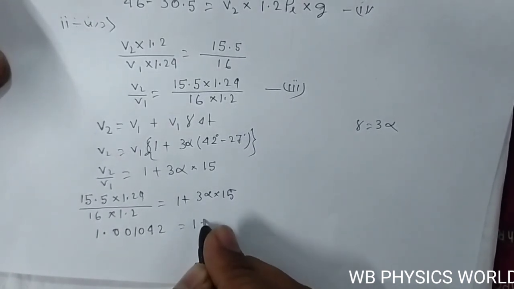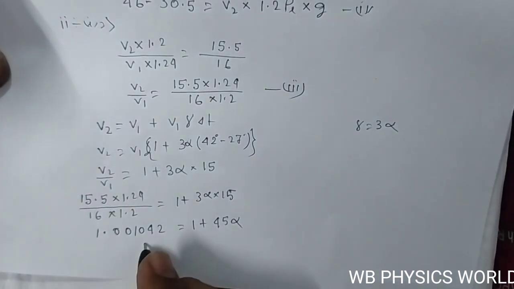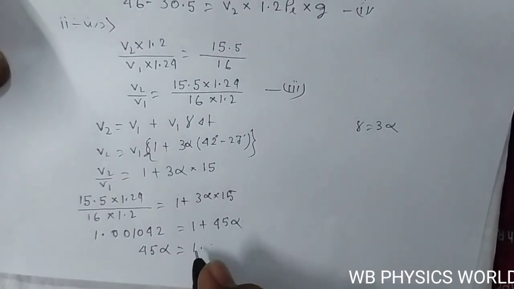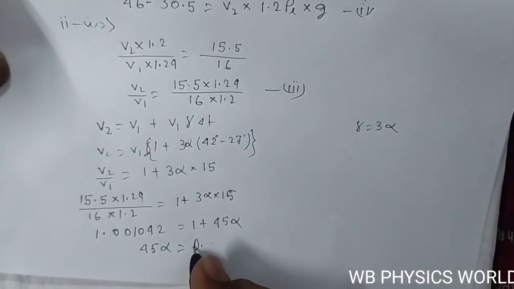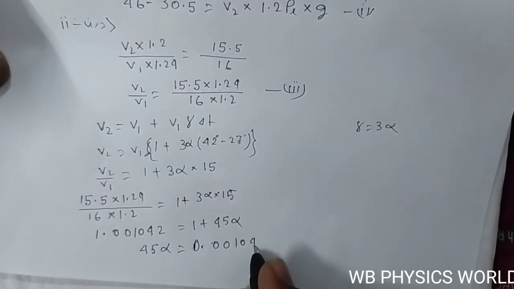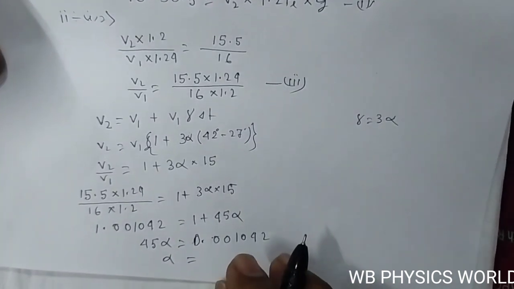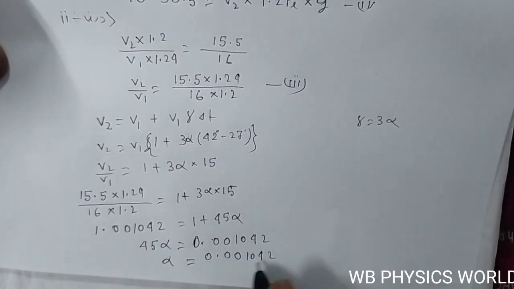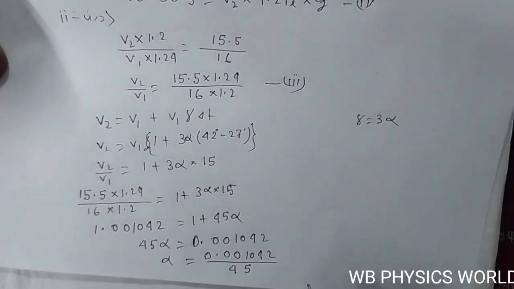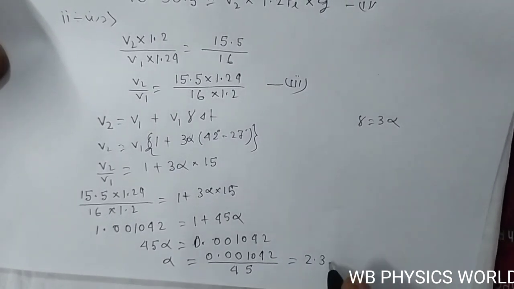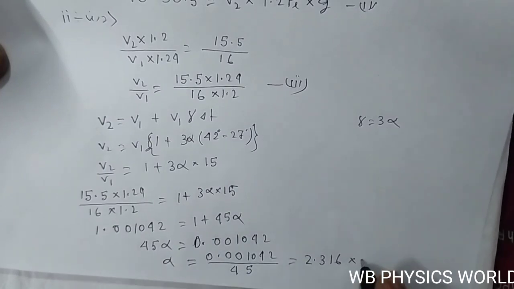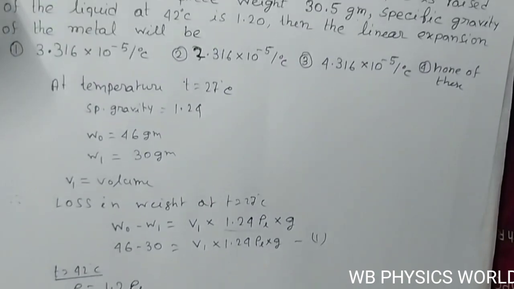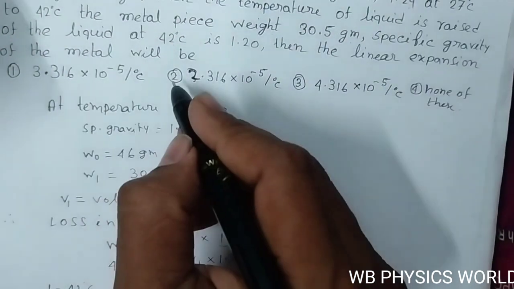This gives 1.001042 equal to 1 plus 45 alpha. So 45 alpha is 0.001042, and alpha becomes 0.001042 by 45, which is 2.316 into 10 to the power minus 5 per degree Celsius. So option 2 is correct.